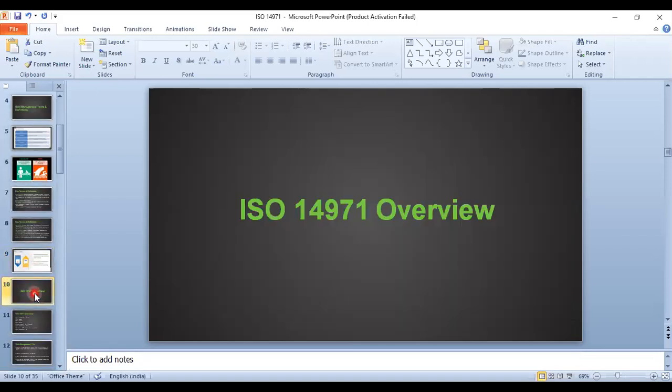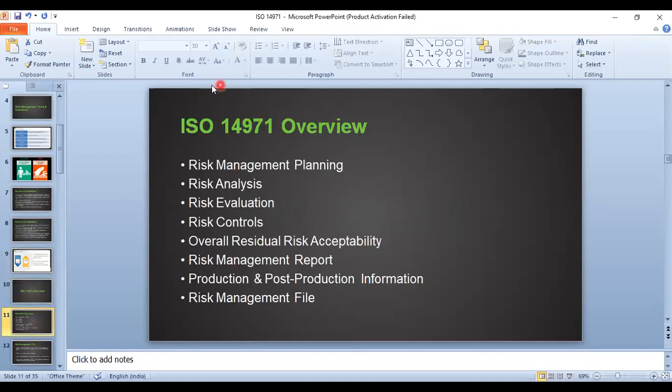Now we see the overview of ISO 14971. These are the three important major discussions. One is risk management planning. See, what is risk management planning?